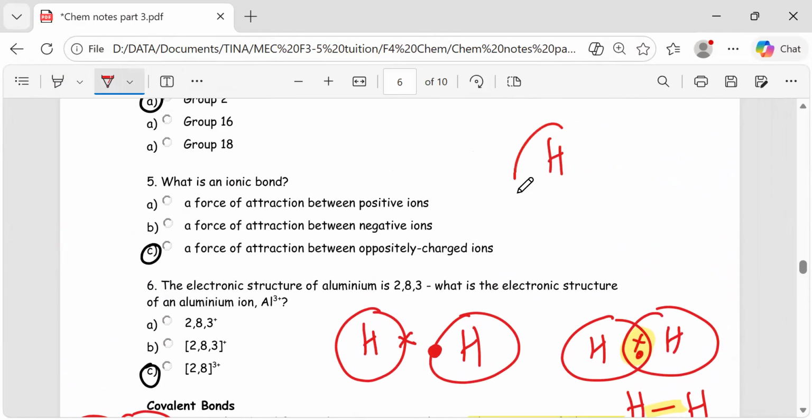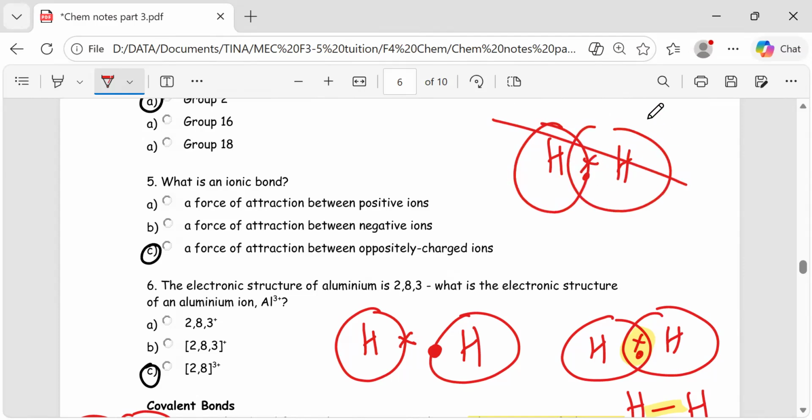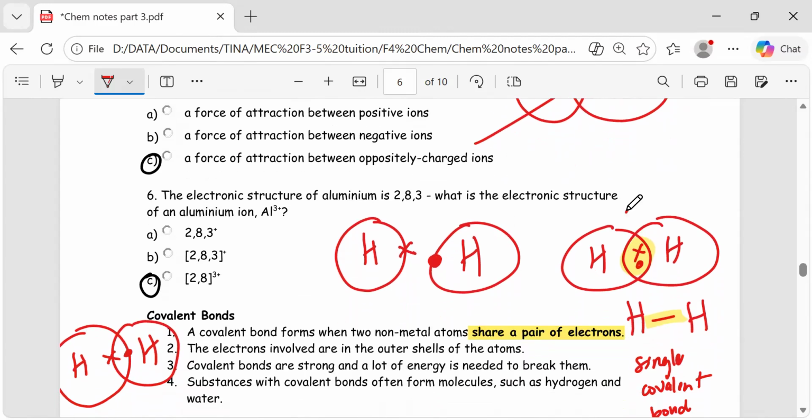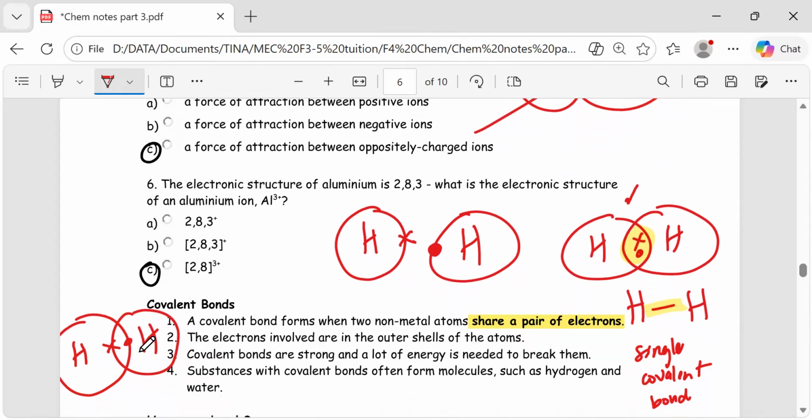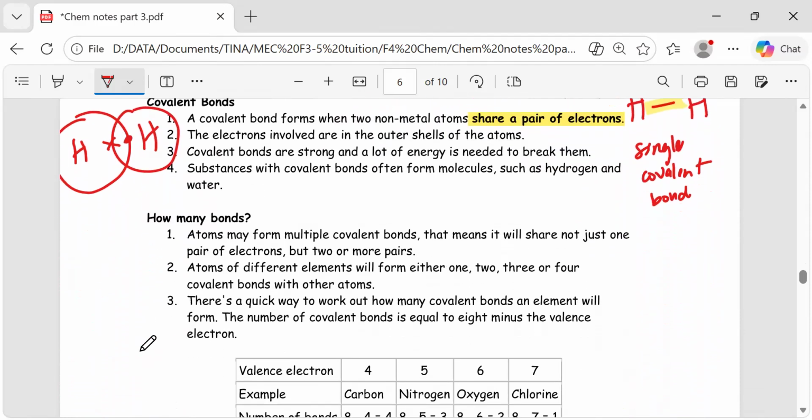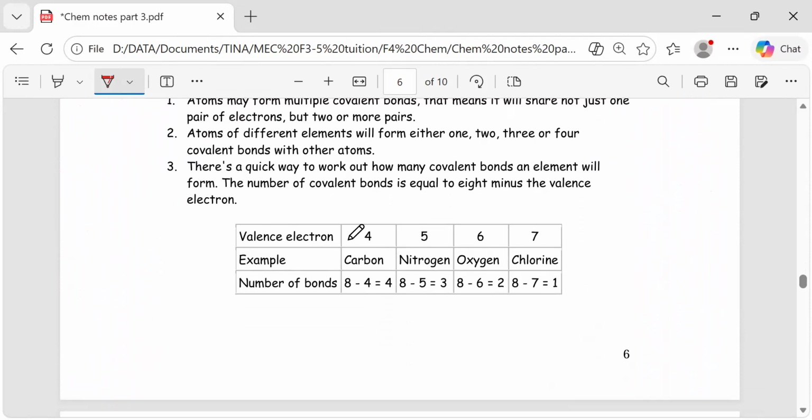If you draw like this, it's absolutely wrong. Now I would recommend you draw like this. This is better because you can see clearer. This one is okay, but not so advisable. So how many bonds? Remember we have group 14, group 15, group 16, group 17. And then we also have hydrogen.